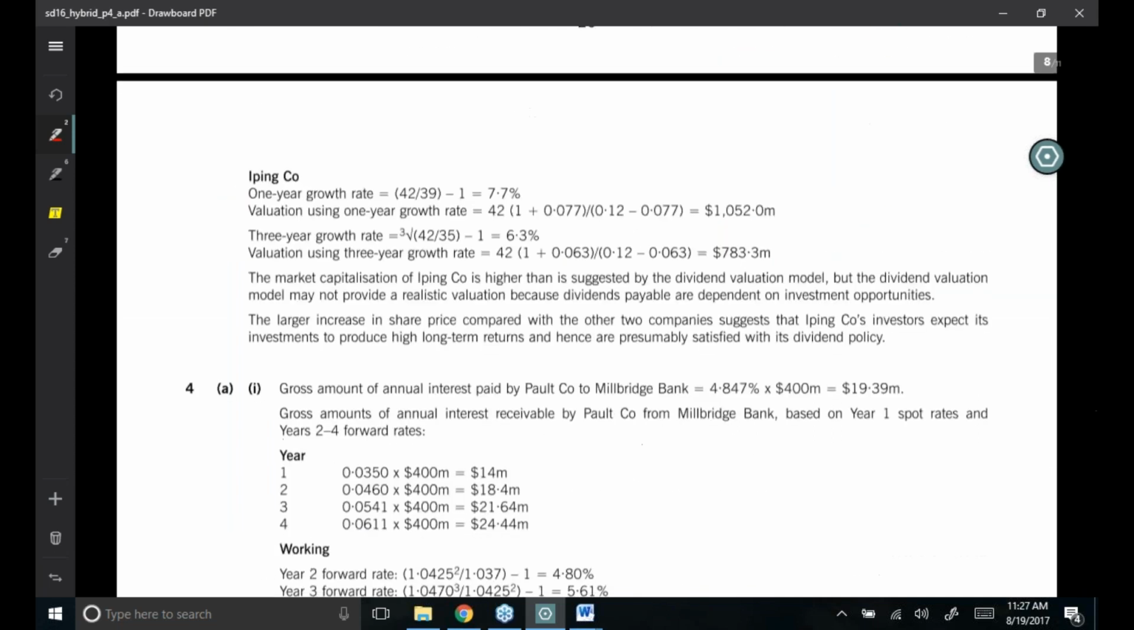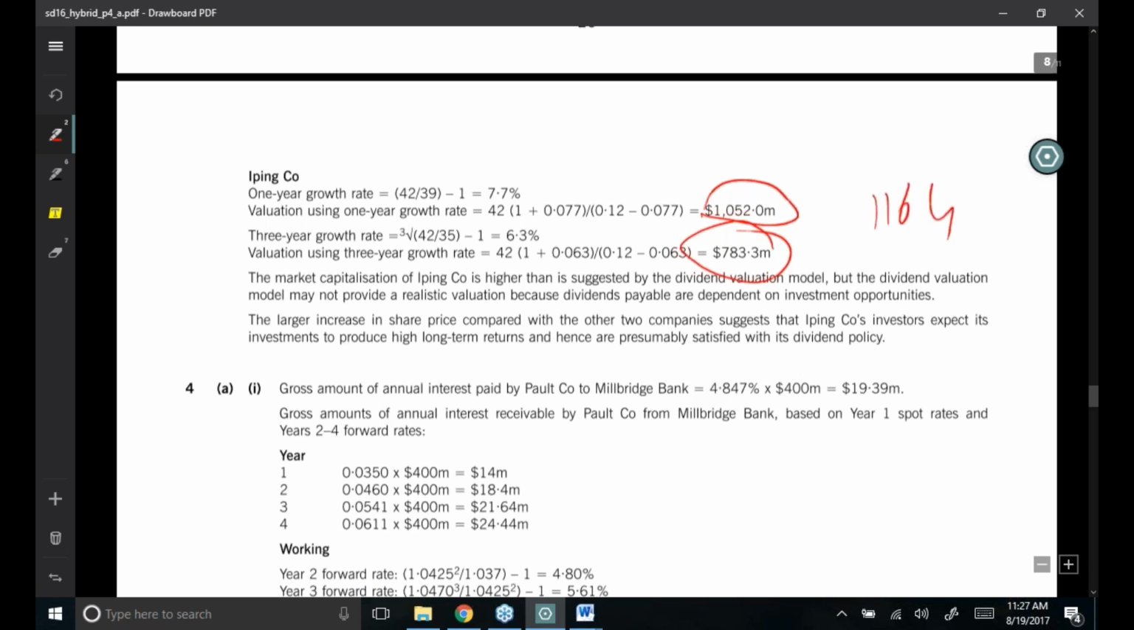What about the third company? According to their growth, the 1 year growth value is this and the 3 year growth value is 783, and its actual value is 11164. The market cap of this company is higher than is suggested by the dividend valuation model, but the dividend valuation model may not provide a reliable valuation because dividends payable are dependent on the investment opportunities.